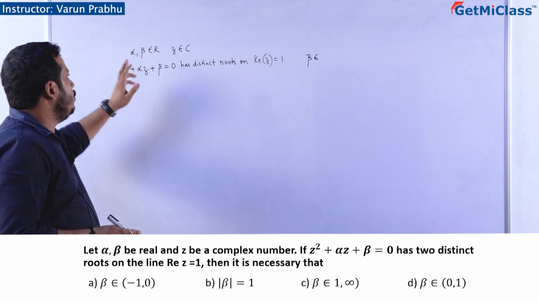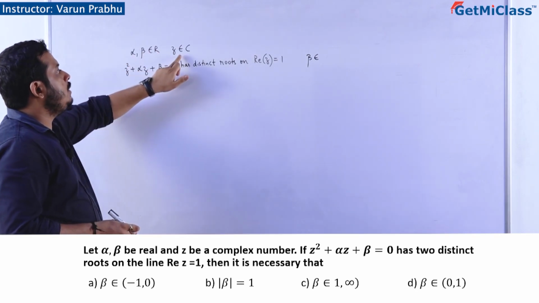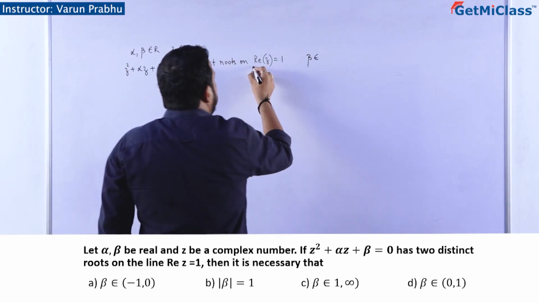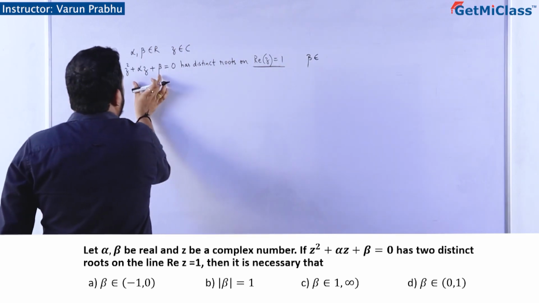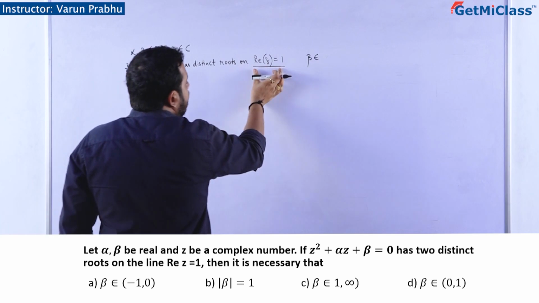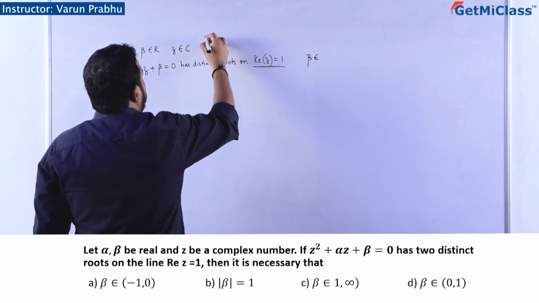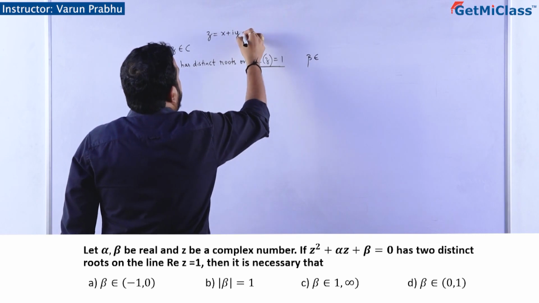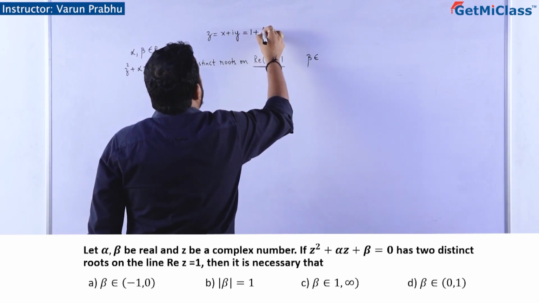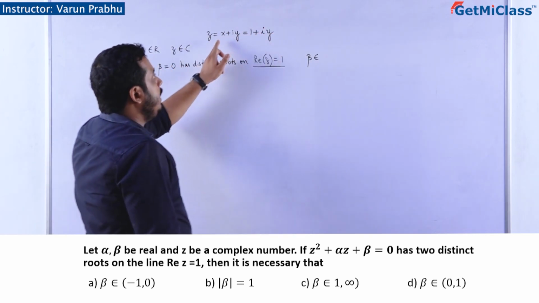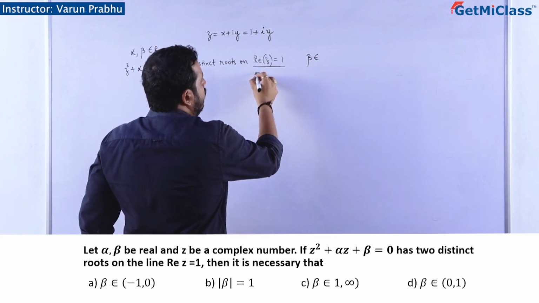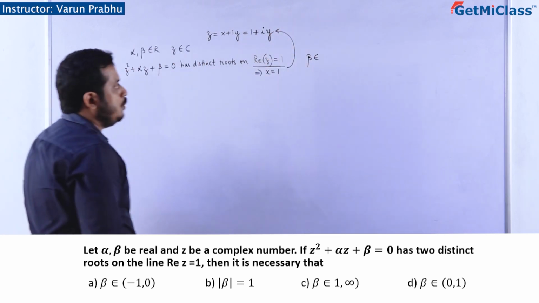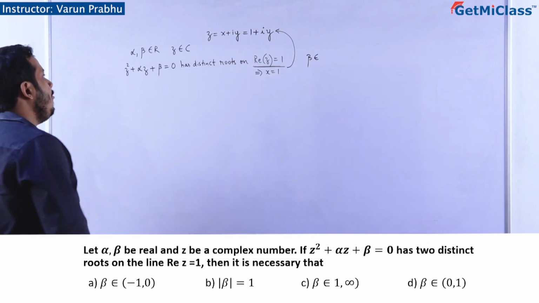If you look at this problem, students, it's told alpha and beta belong to the set of real numbers and z is a complex number. All the complex numbers satisfying this equation have distinct roots with real part of z equal to 1. So if I take z equal to x plus iy, the real part of this complex number is 1, as told in the problem. So I can take x equal to 1. This implies x is equal to 1. So this complex number looks like 1 plus iy, correct?